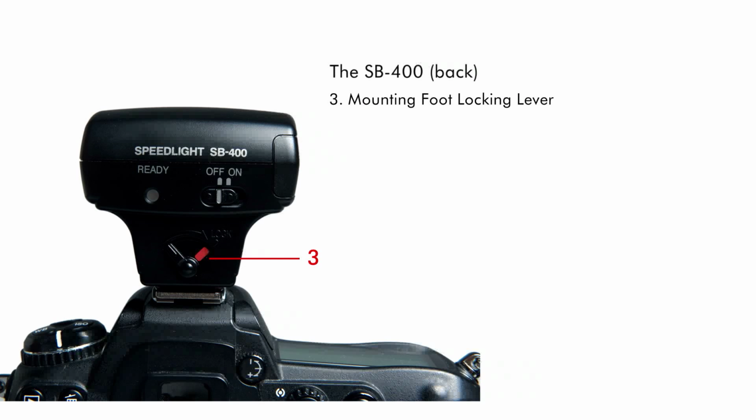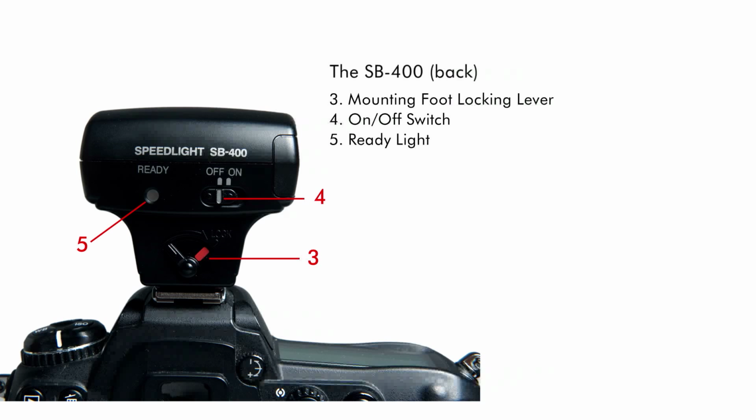Turning this lever locks the flash into the hot shoe. The SB400 is so simple that the only control on it is the power switch. When this ready light is on, the flash is fully charged and ready to fire at full power. The light will blink if there's a problem with the flash, such as low battery power or overheating.